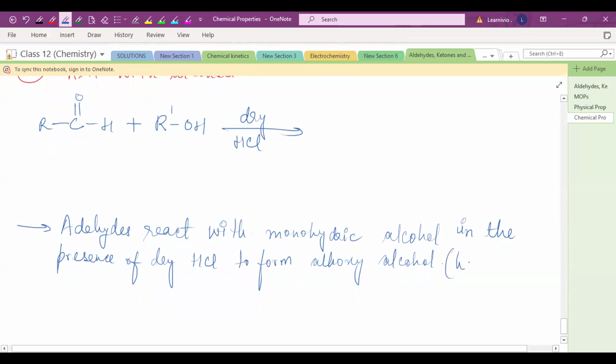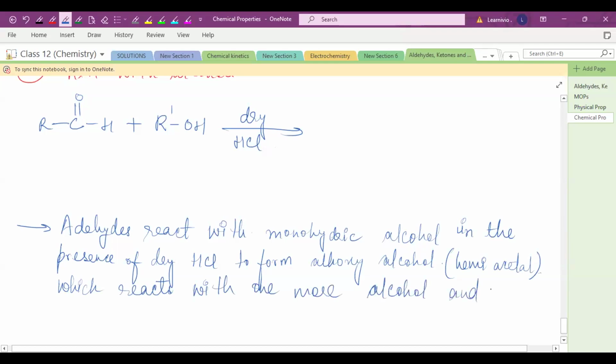And alkoxy alcohol को हम क्या कहते हैं? Hemiacetal. This hemiacetal, when it reacts with one more alcohol, forms acetal, and it forms basically a gem dialkoxy compound. Gem dialkoxy compound. So this is known as acetal.